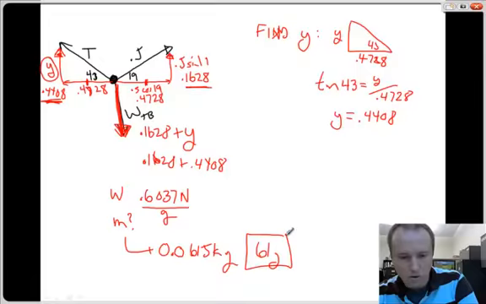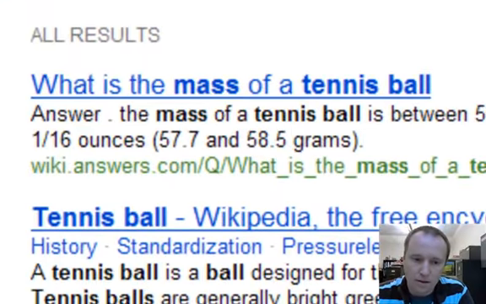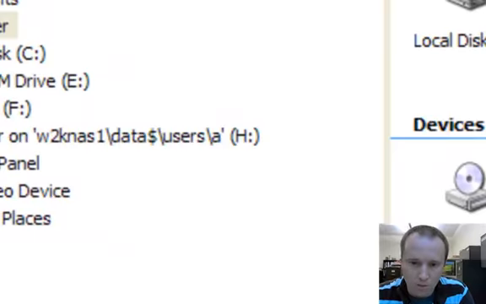And if we were to go online, mass is 58. What you didn't know is that I hung it with a hook, and that hook has a mass of about 2 grams.